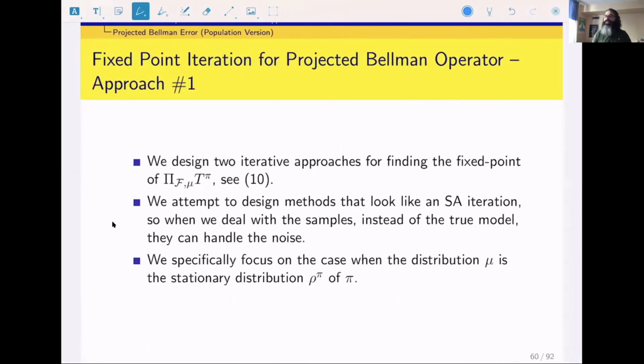Okay, so let's talk about some fixed point based approaches. We designed two iterative approaches for finding a fixed point of the projected Bellman operator. And the goal is to design methods that look like stochastic approximation methods. Of course, there is nothing stochastic here, but later when we have samples, having these methods makes it natural to have stochastic approximation based approaches.